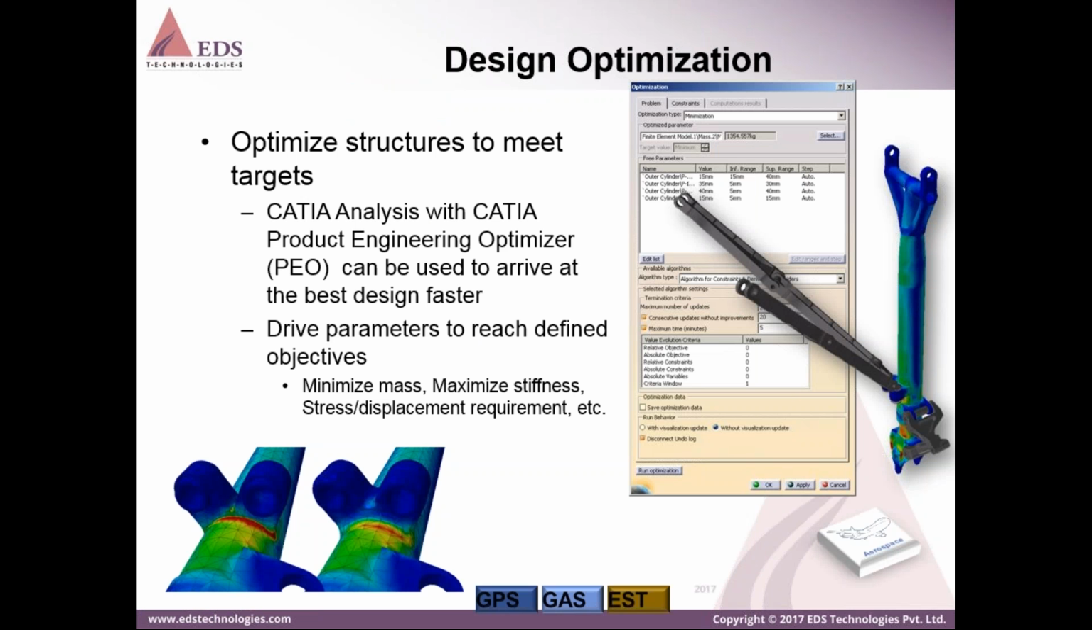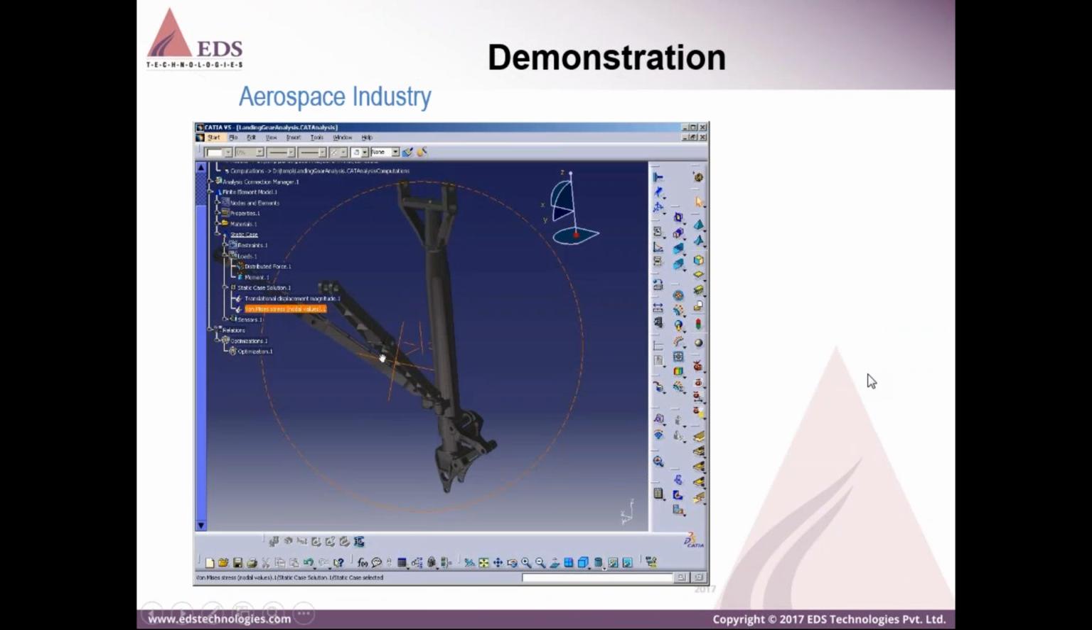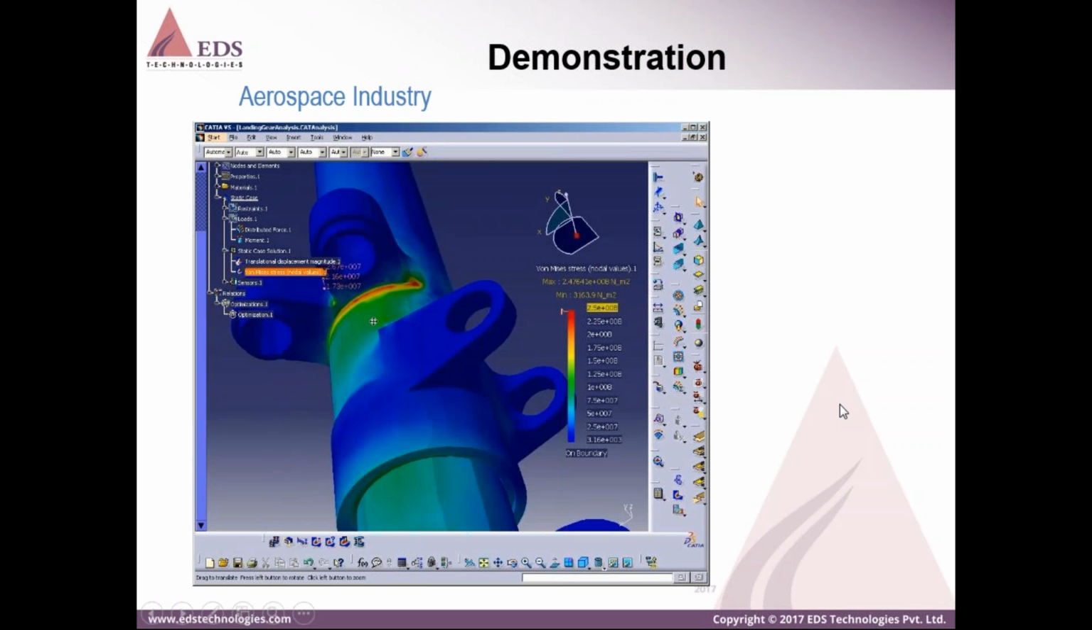Design optimization with the help of product engineering optimizer, that is PO. This optimization of the design can be done to attain minimizing the mass, maximizing stiffness, stress, displacements, and the other requirements. See here, this is a typical aerospace industry example, which will give us the optimization, how that can be performed inside this. See, this is a typical element and the location where the stresses are high.